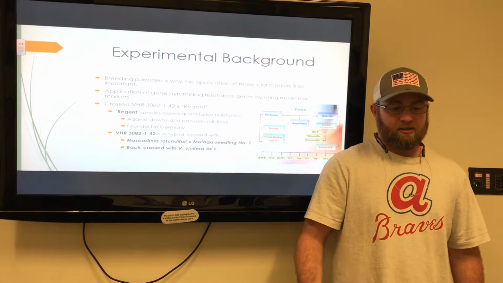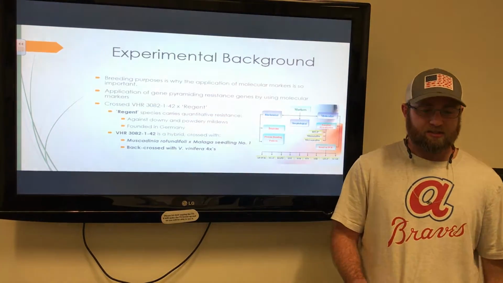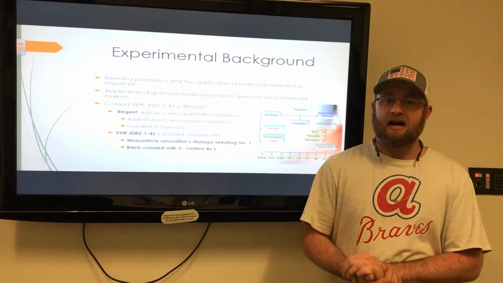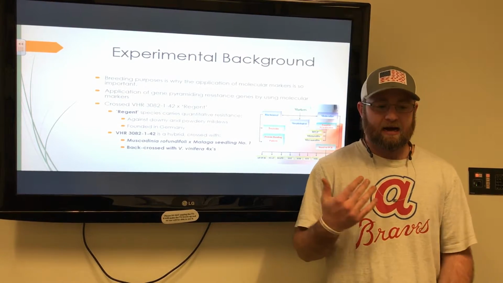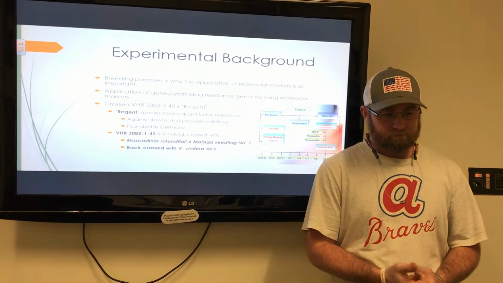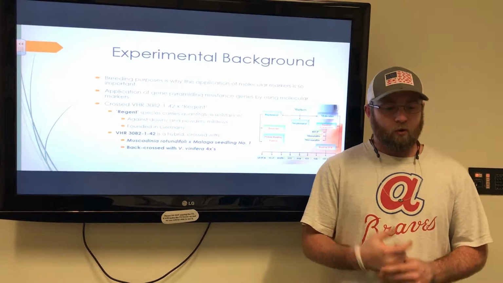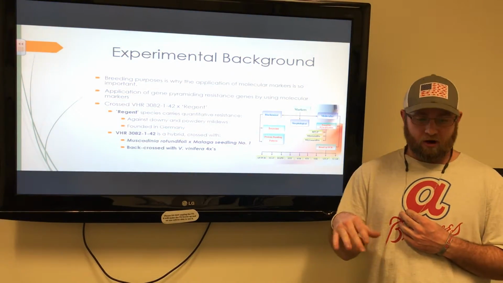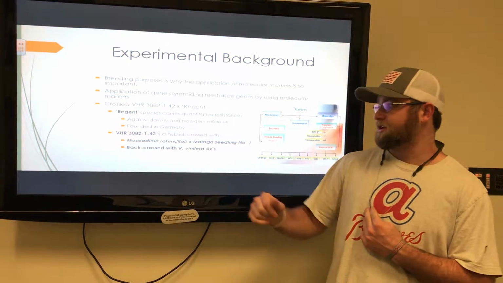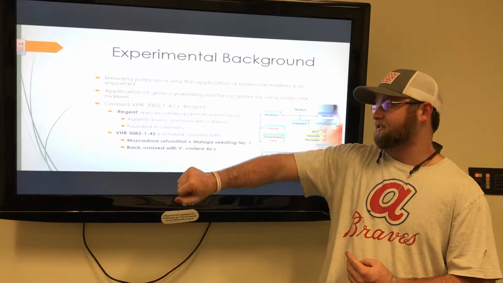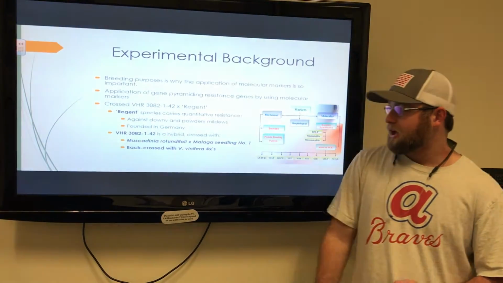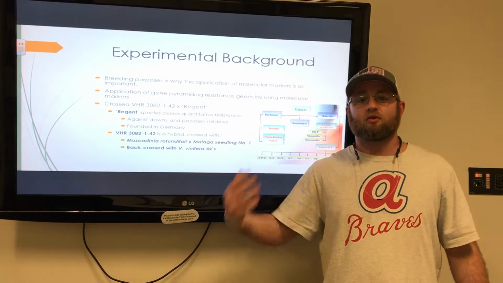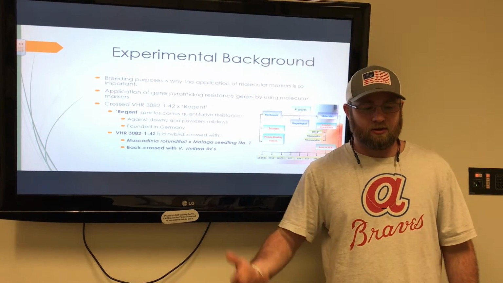All right, so a little bit about the experimental background. For breeding purposes, this is why you want to apply molecular markers. It saves time, and it saves money down the road. So they crossed the VRH with regions. This is going to be your male. This is going to be your female. The region species is going to carry quantitative resistances towards downy and powdery mildew.